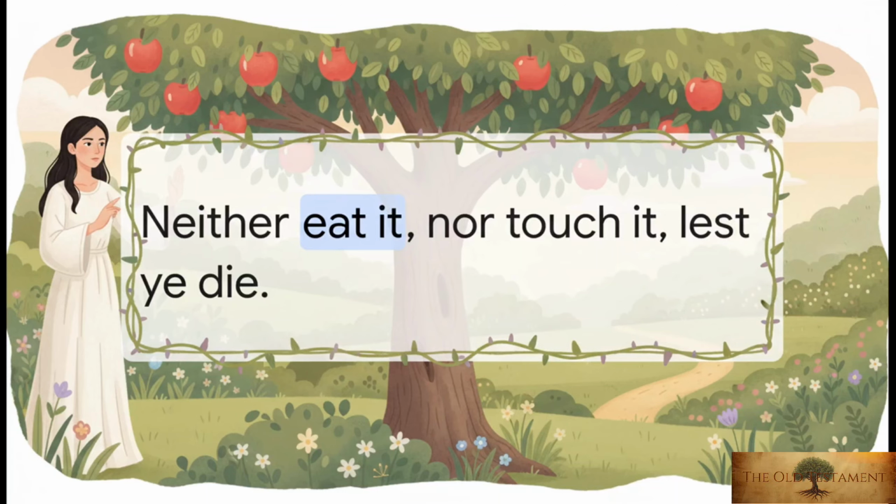So the woman answers him, and her response establishes the ultimate stakes of our story. She clarifies that, yes, they can eat the fruit of the trees in the garden, but with one monumental exception, the tree right in the middle of the garden. The rule she recites is crystal clear, and it is incredibly stark. They aren't to eat of it, and they aren't even allowed to touch it. And the consequence? Lest ye die. The boundaries are firmly drawn. Eat or touch the fruit, and you lose your life.